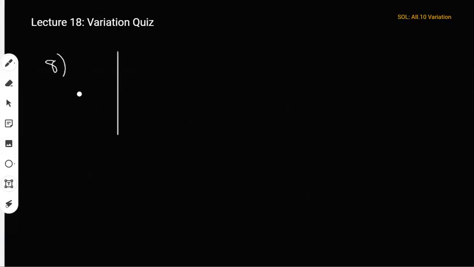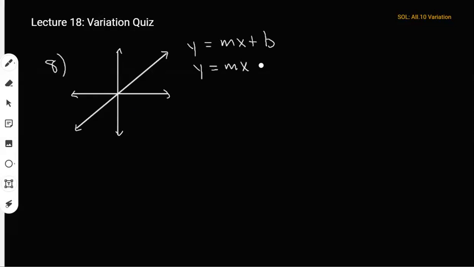For number 8, I'm given this line. It's going to go directly through the point 0, 0, and it's going to kind of look like this. Notice that it's a straight line. Any line can be put in the form y equals mx plus b. We know that. If you think about it, the y-intercept is 0 because it crosses the y-axis at 0. So I'm going to replace b with a 0.